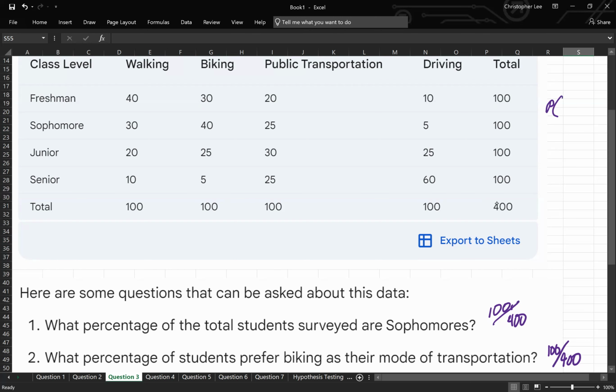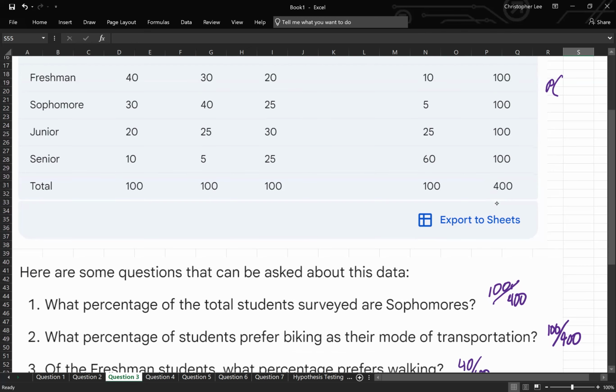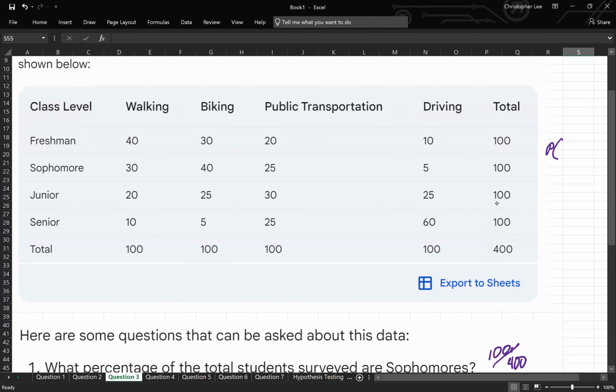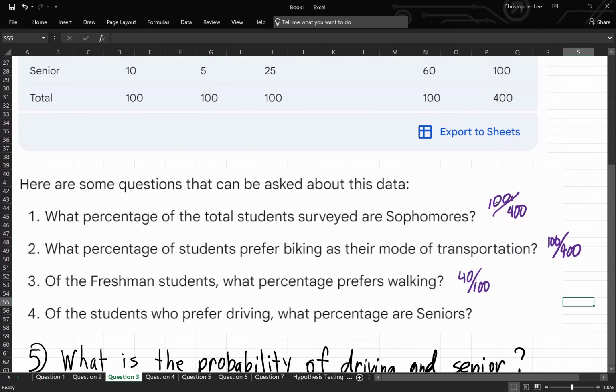No, I'm sorry, not freshman. Let me read it again. Hold on. Wrong one. Walk-in given freshman. So it's walk-in given freshman. Right. Exactly. So it's this 100 and this 40 right here. So 40 over 100. Let's look at the next question.